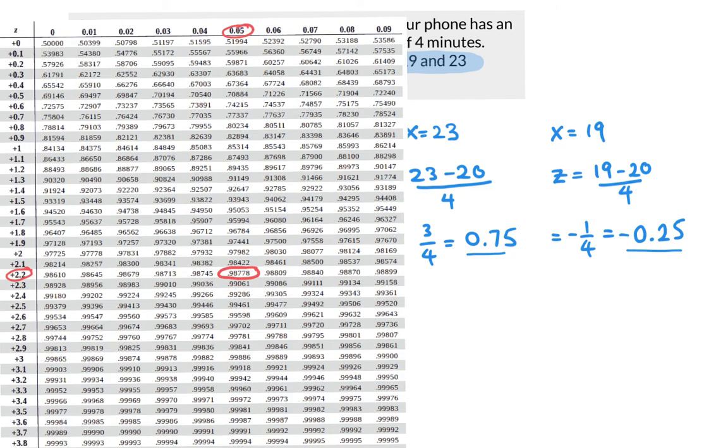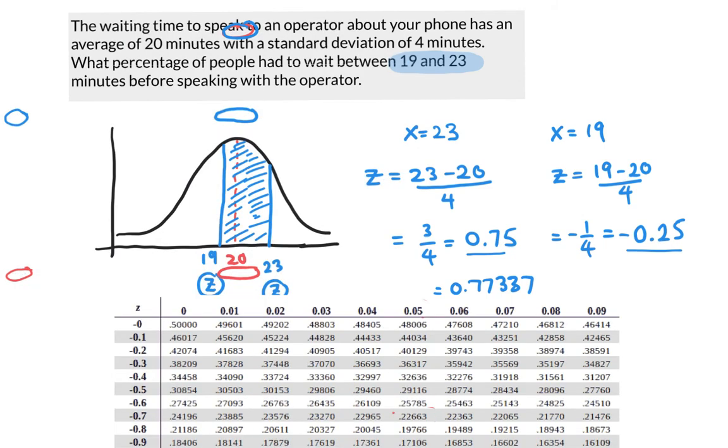So for 0.75, we're looking for over here 0.7 plus the 5, and the answer is 0.77337. So this one here is 0.77337. So for negative 0.25, there's negative 0.2, there's 0.5. So we get this answer here, 0.40129.